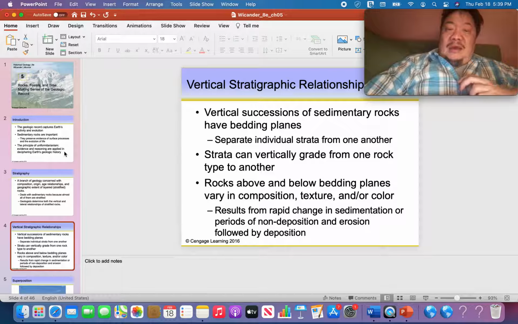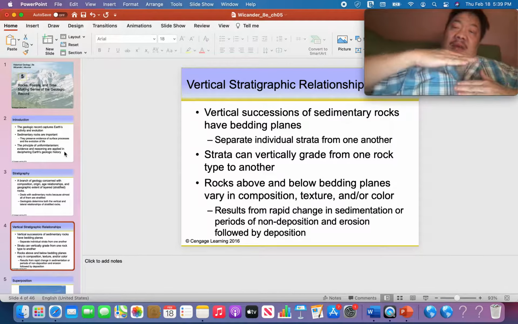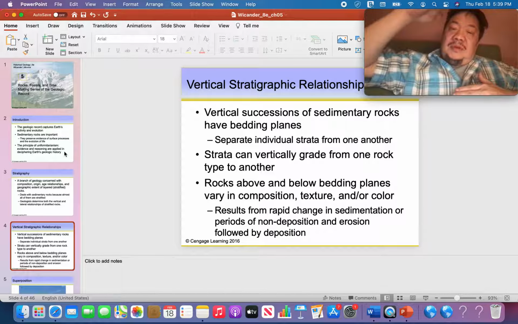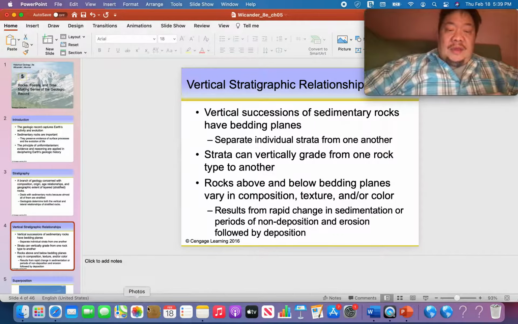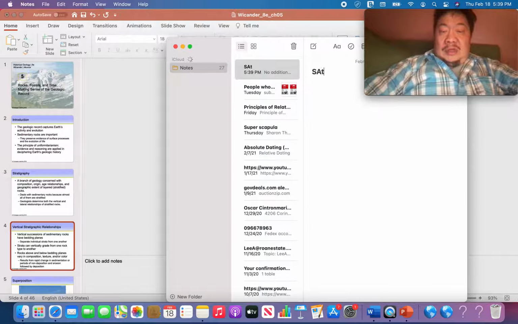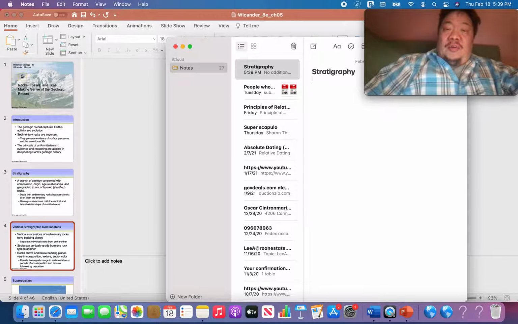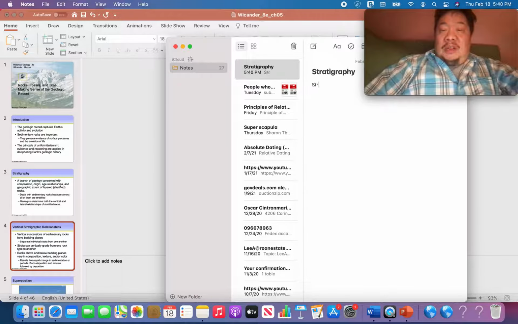And the study of sedimentary beds is called stratigraphy. I'll spell it for you. The study of sedimentary layering or sedimentary beds is a very important subscience of geology, and the person who does it is called a stratigrapher.